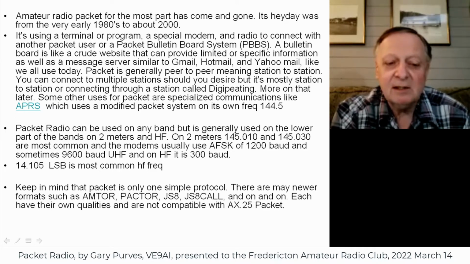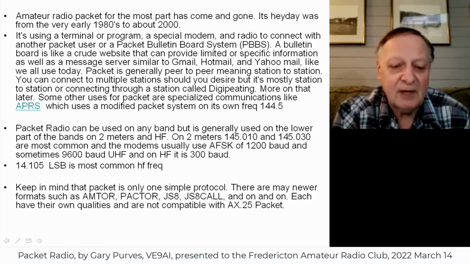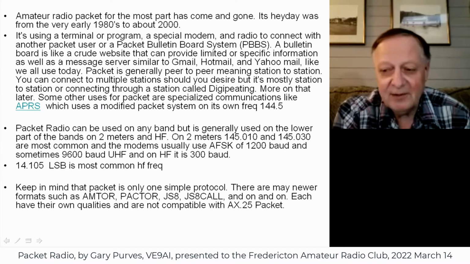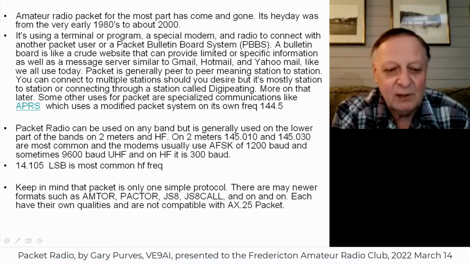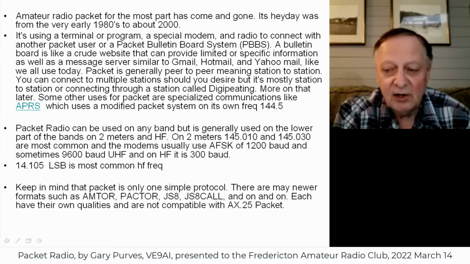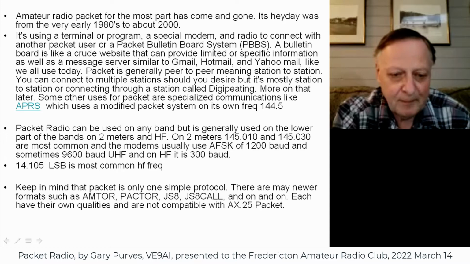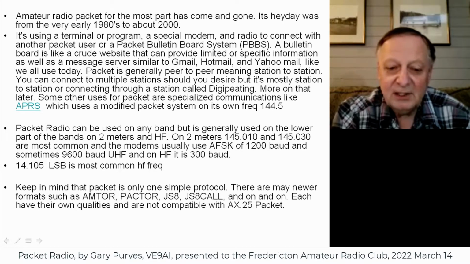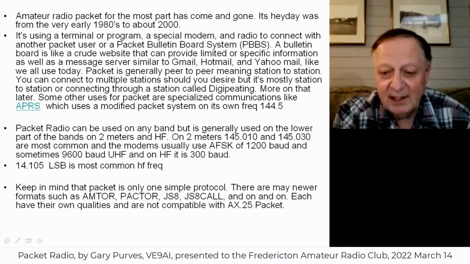The most common HF frequency is 14105. I listen to that and work stations on there quite often, and it uses the lower sideband on HF rather than the upper sideband. So that's 14105. That is called the Network 105. It was started years ago. Keep in mind that packet is only one simple protocol. There are many other newer formats, SAMTOR, PACTOR, JS8 and JS8Call and so on, FT8 and all that stuff. Each has its own qualities and is not compatible with AX25 packet.